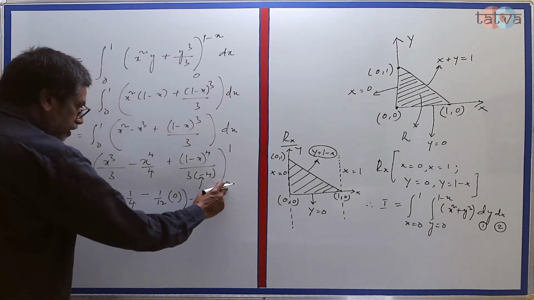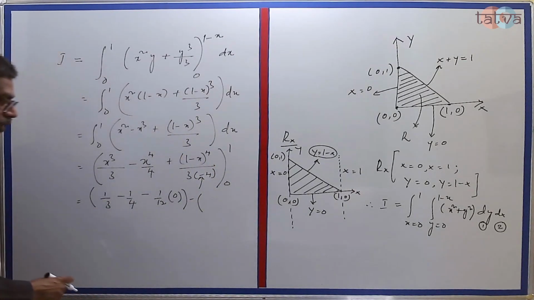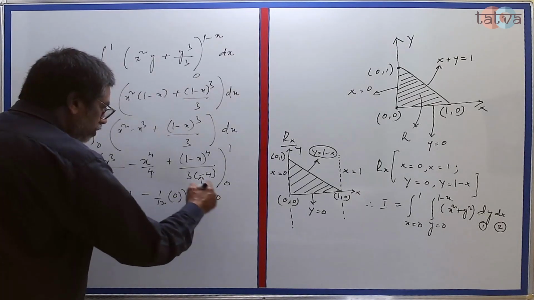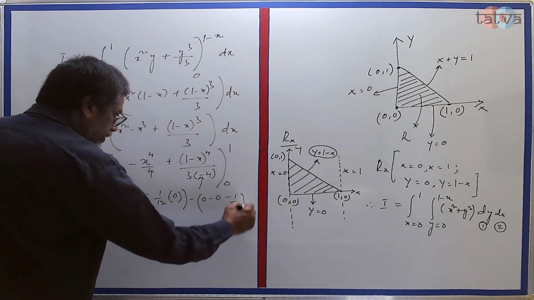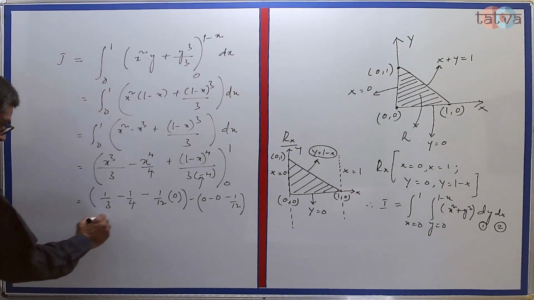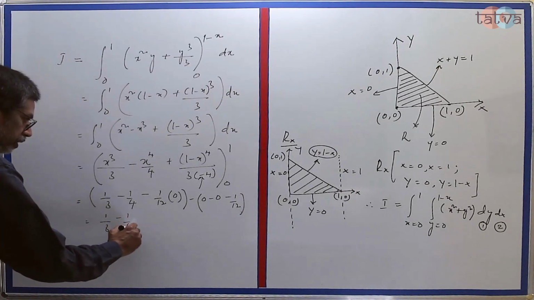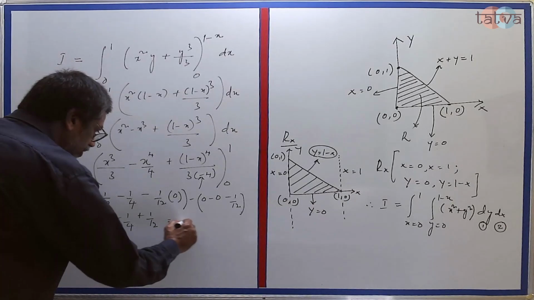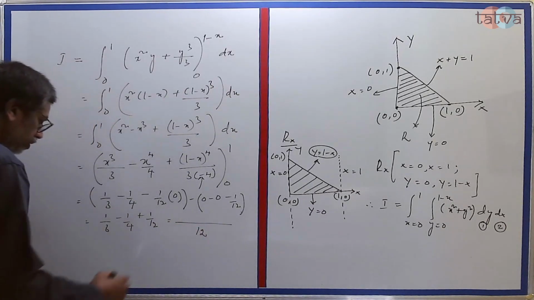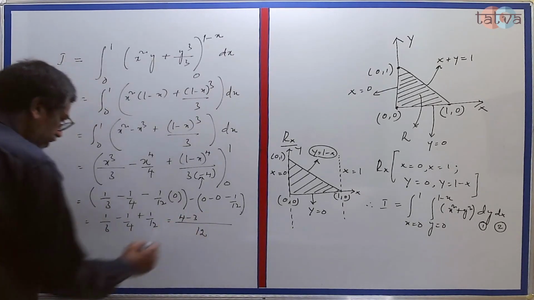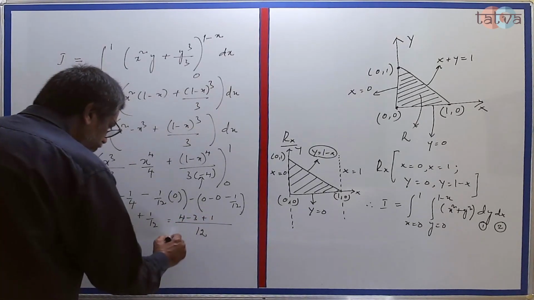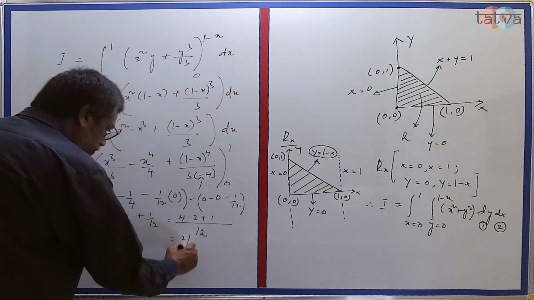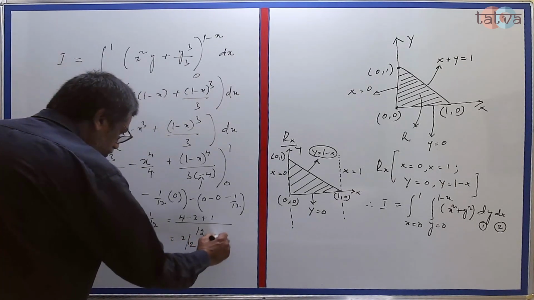But the lower limit is extremely important with respect to the third term because it produces a non-zero value. First two values will be 0. So we get minus 1 by 12. So we are now having 1 by 3 minus 1 by 4 plus 1 by 12. So let's take the LCM. We have 4 minus 3 plus 1. That is 5 minus 3 is 2 upon 12 or 1 upon 6.